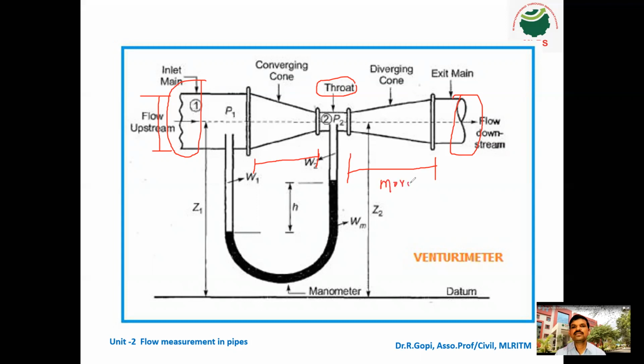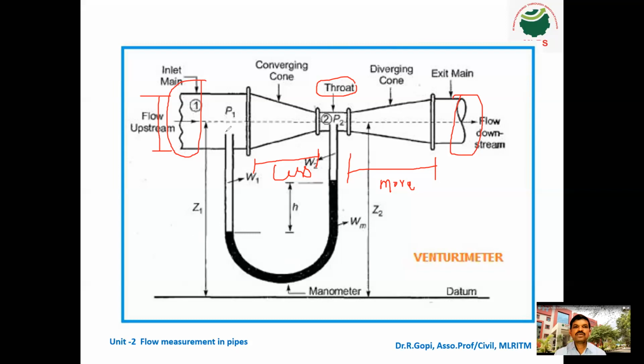This is more length and this is less length. Okay, this is very less length. So the throat is a small uniform cross-section pipe. Now we are attaching a manometer. Why are we attaching the manometer here? To find the pressure difference.